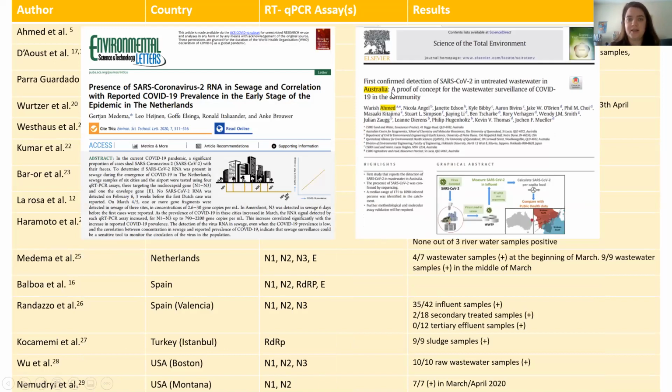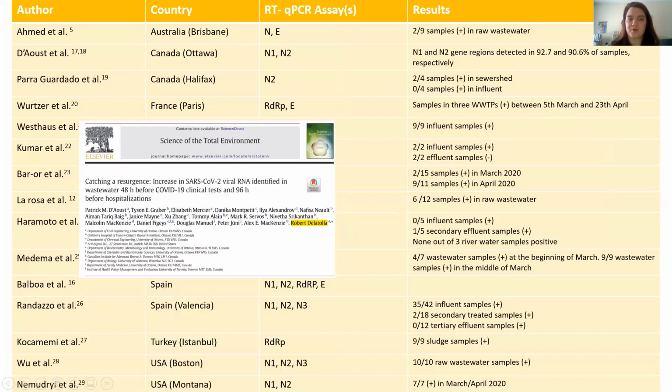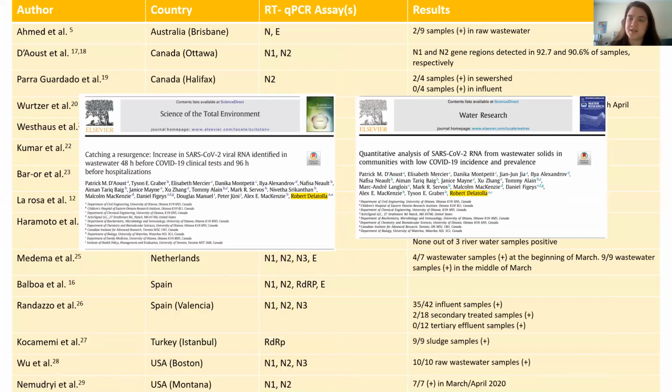This is another early study done by Ahmed et al. in Australia, and that showed very similar results as well. Unfortunately, it's being a bit covered up there. And then, of course, we have work that's going on in Canada. So these 2 studies are from a group out of the University of Ottawa, and they've done some really great work that has shown not only the ability to detect in wastewater, but also that the wastewater was able to identify the viral RNA 48 hours before clinical tests became positive and 96 hours before hospitalizations started to increase as well.